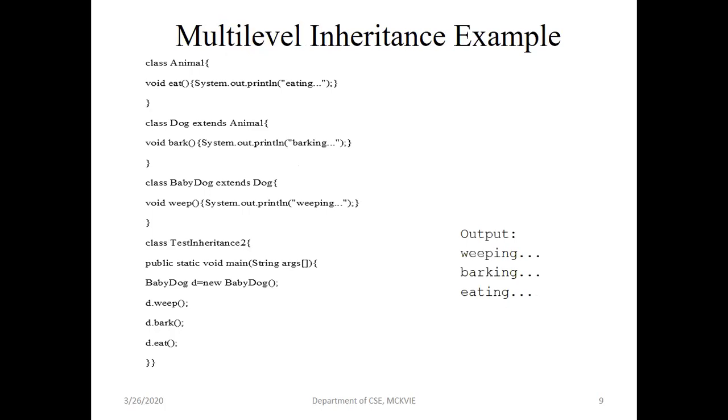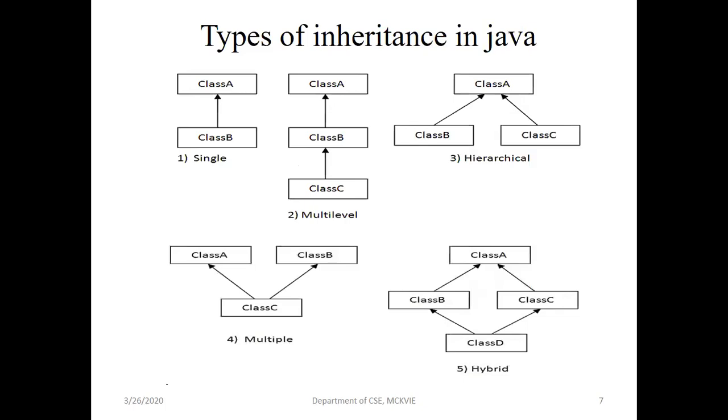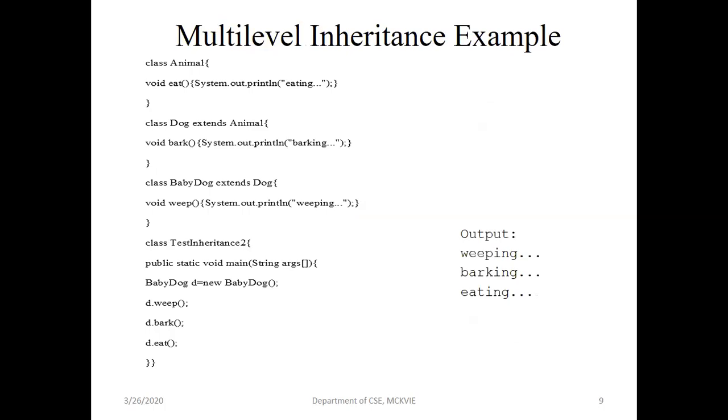Multi-level, it's class A. Go back into the previous slide. Class A, class B, class C. B is extending from class A. C is extending from class B. So I have to write class A, then I have to write B extends A, then C extends B in this way. So this is the implementation of multi-level inheritance.